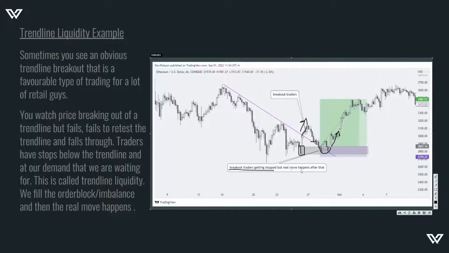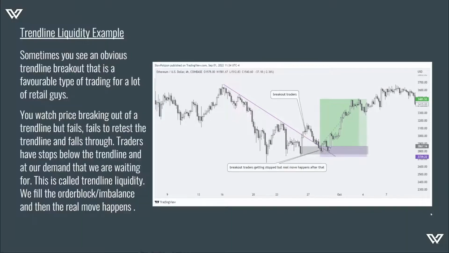Breakout traders will stop out, but the real move happens after that. And of course, sometimes the breakout will continue and you do not get a retest, but it's part of having a set strategy, sticking with your strategy and believing in what you want to trade. Okay, not trading the breakout, you're waiting for that sell-off to come back down to test the point of imbalance. So this is called trend line liquidity. We fill the order block imbalance, and then the real move happens, like I just said.